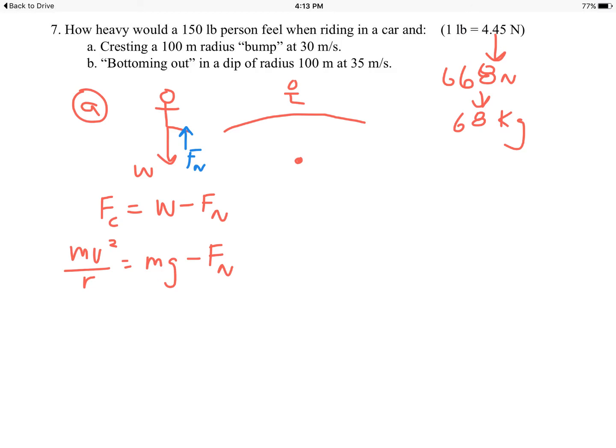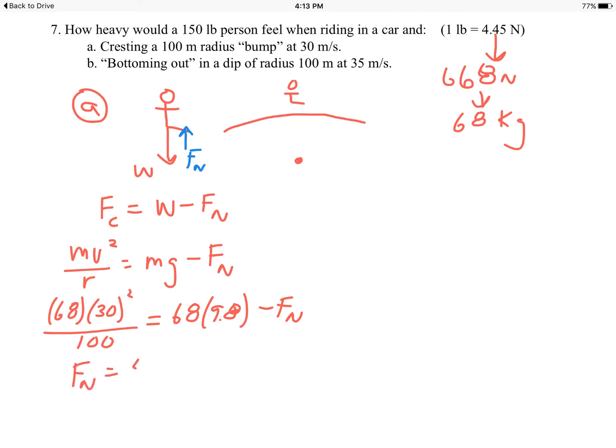All right, so the mass is 68 kilograms times, when you're cresting this bump, the very top of the bump, 30 squared over the radius, which is 100, equals the mass, 68, times 9.8, minus F sub n, which is what you feel like you weigh. It's the support force from the seat. If you run through the calculations here, you end up with F sub n equals 54 newtons, which is close to zero, actually.